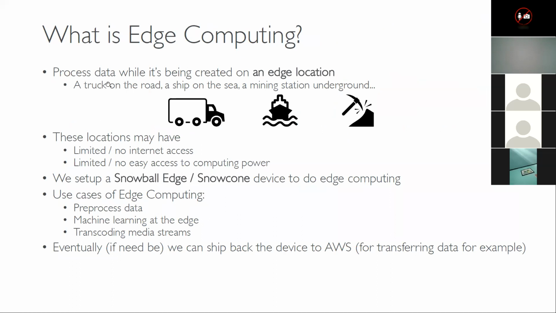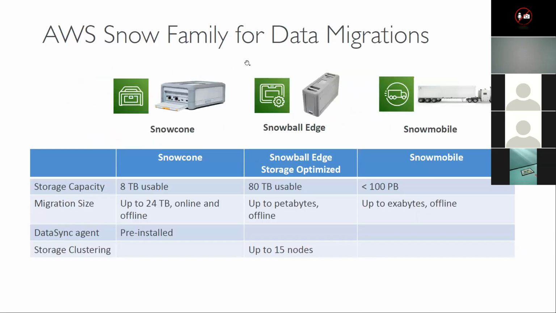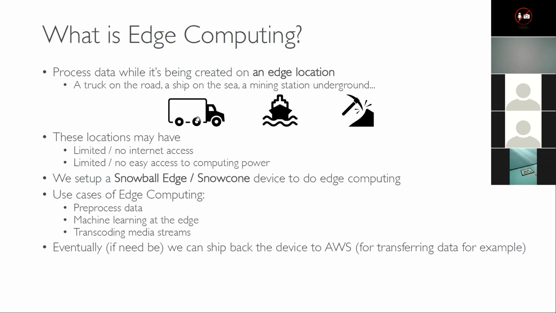Next is edge computing. Process data while it's being created. That data is then transported to S3. This location may have limited or no internet, let's say Canada, there's no access. So you have to go to edge computing. How do you upload to edge computing? You get a Snow Cone or Snowball again. We set up a Snowball or Snow Cone device for edge computing. Use cases of edge computing: pre-process data, machine learning at the edge, and transcoding media streams.